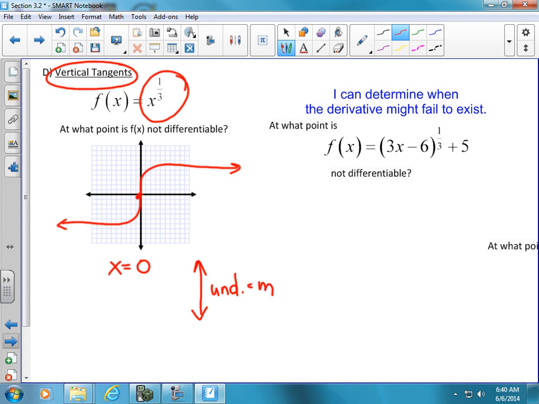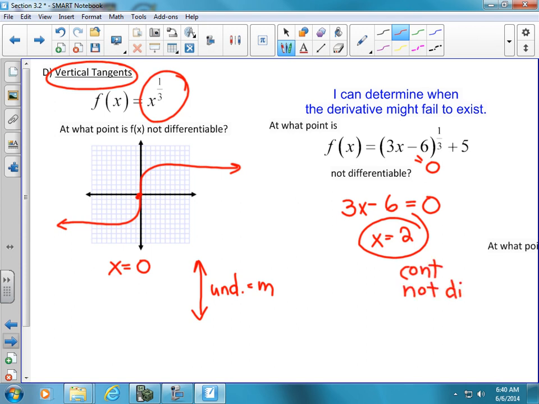So then if you look at where this function, 3x minus 6, is not differentiable, you set the center, the parentheses, equal to 0. So 3x minus 6 equals 0. And therefore at x equals 2, you will have a point where the function may be continuous, but not differentiable.